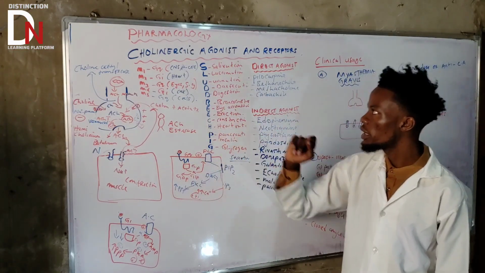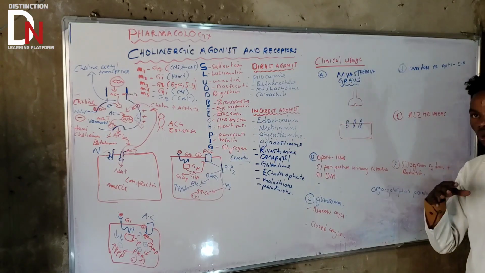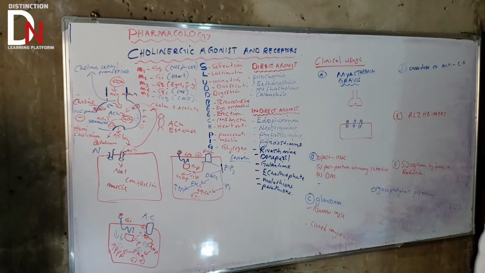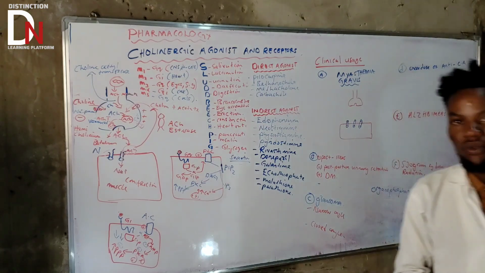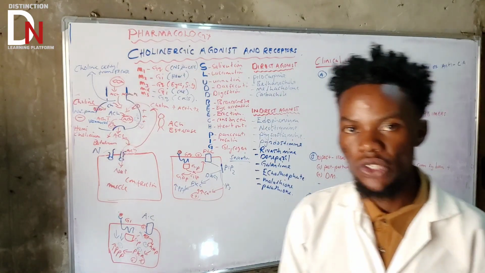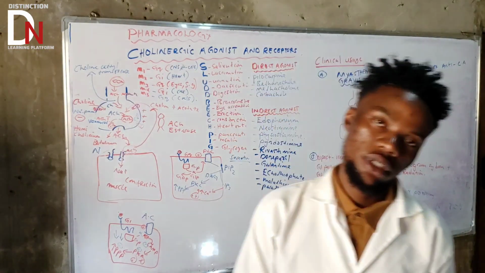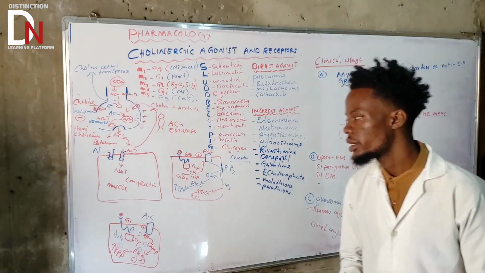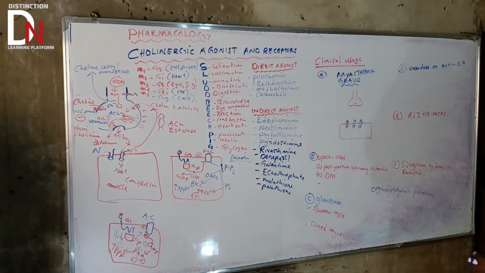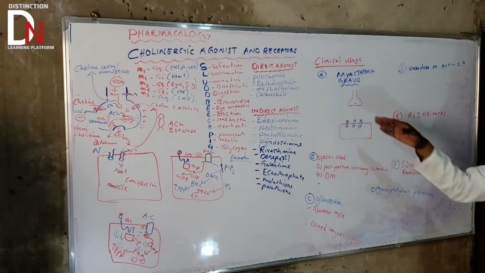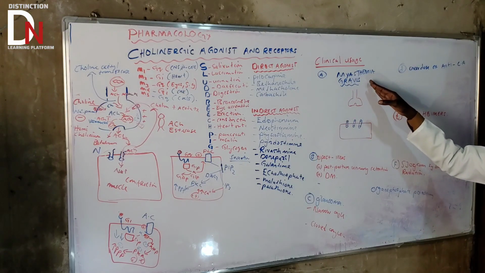So we talk about the clinical features. Don't worry, I don't want you to get confused. Basically these are examples. Now let's talk about the clinical features of cholinergic agonists or parasympathomimetics. Let's start with the first one. The first one is clinical usage.